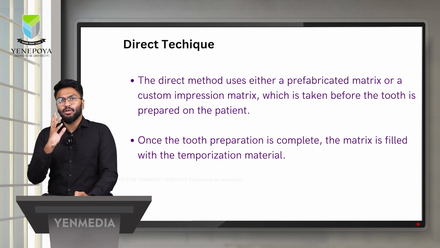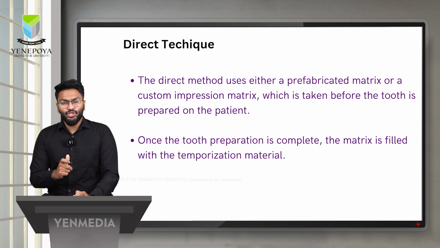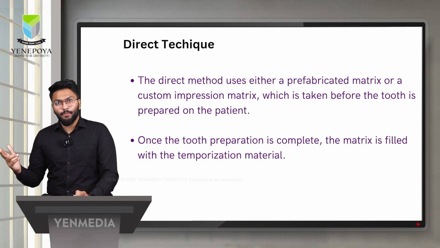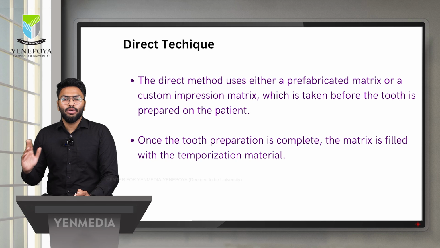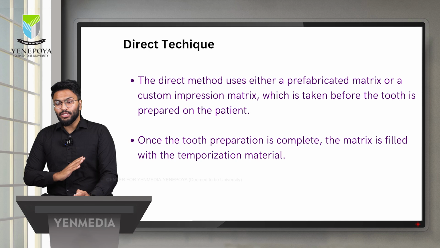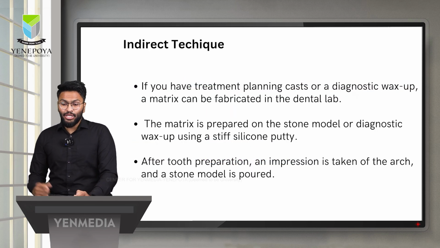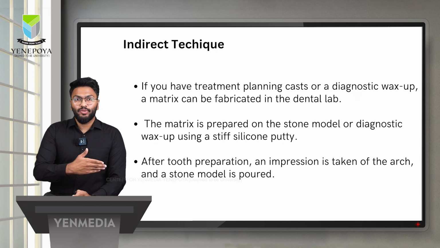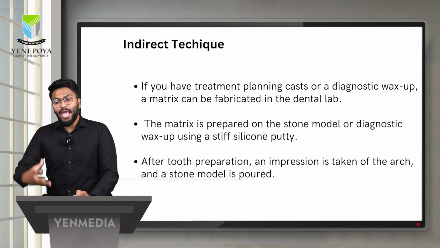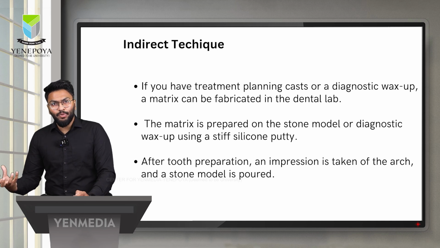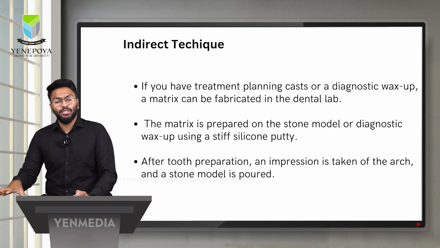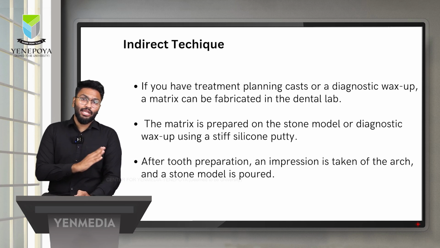The prefabricated matrix is made in the patient, and the material is filled into the prefabricated matrix and placed in the patient's mouth itself. So it is completely on the patient. Coming to the indirect technique, you are basically taking a primary impression of the patient and pouring a cast on top of it, and on the cast you are doing a wax up, or you're using the tooth itself to fabricate a silicone putty index. The putty index is made on the cast, not on the patient like in your direct technique.